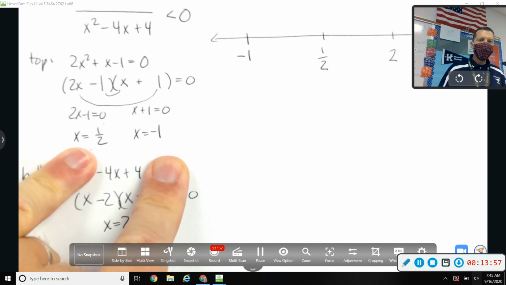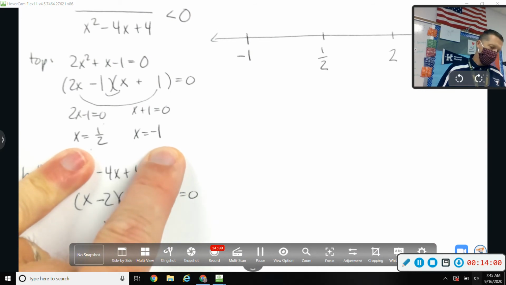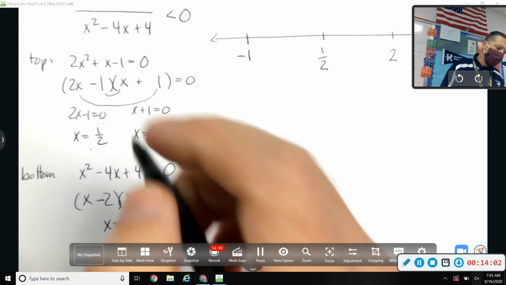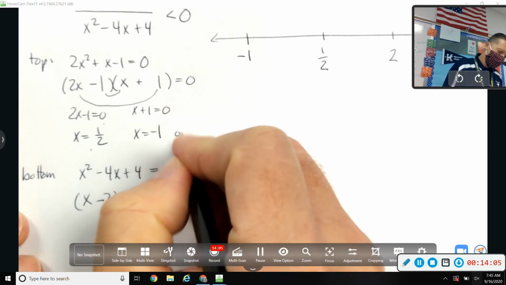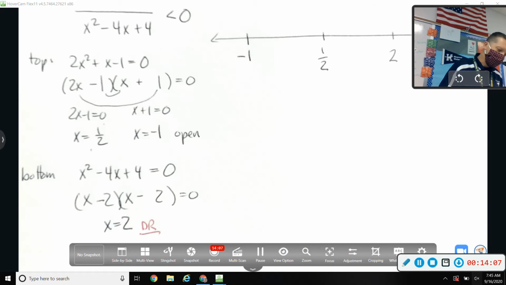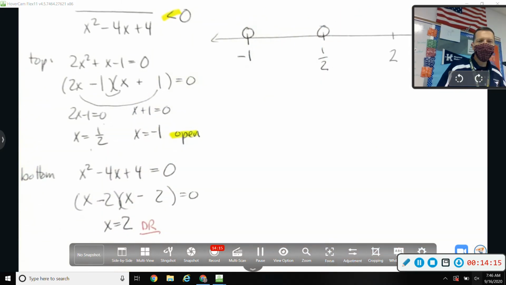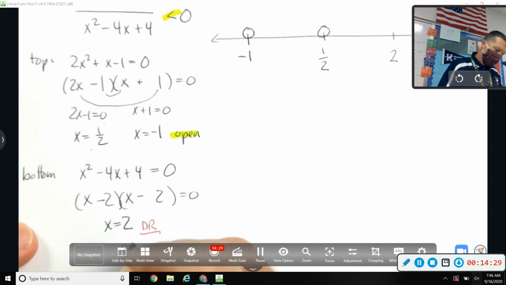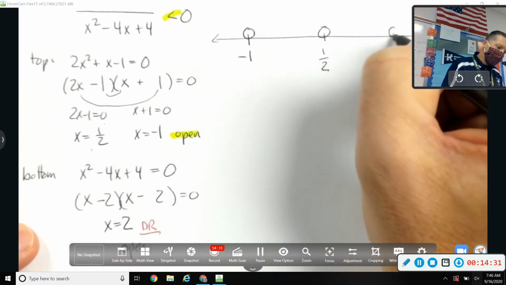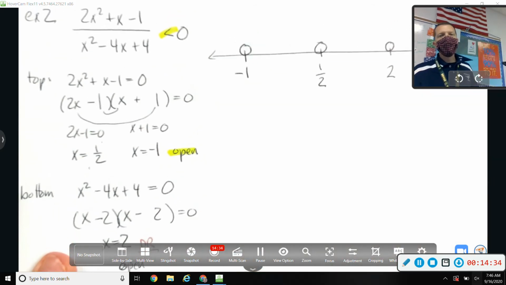All right, how about 1/2 and negative 1? Are those open or closed? Why open? Yeah, it doesn't include that equal sign, so those are open. So negative 1 is open, 1/2 is open. What about x equals 2? Open or closed? Still open, but why is that one open? Always open. So they're all open, but for different reasons. x equals 2 is open because it's in the denominator, and the denominator is always open.